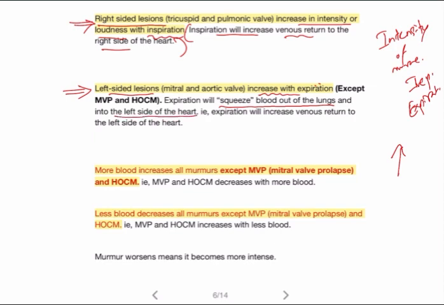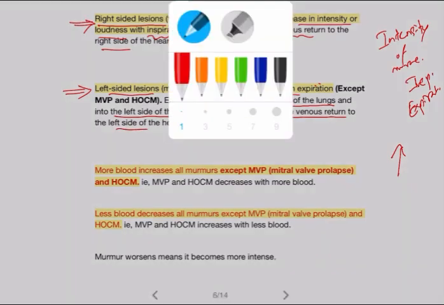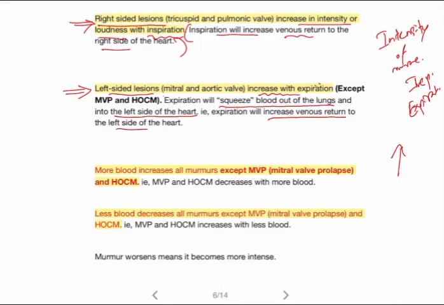That expiration will increase venous return to the left side of the heart. So this is the case. Here we have an exception, that is MVP and HOCM. So except MVP and HOCM, this is the most important finding you should be remembering throughout. So MVP and HOCM are those murmurs which are against the rule.